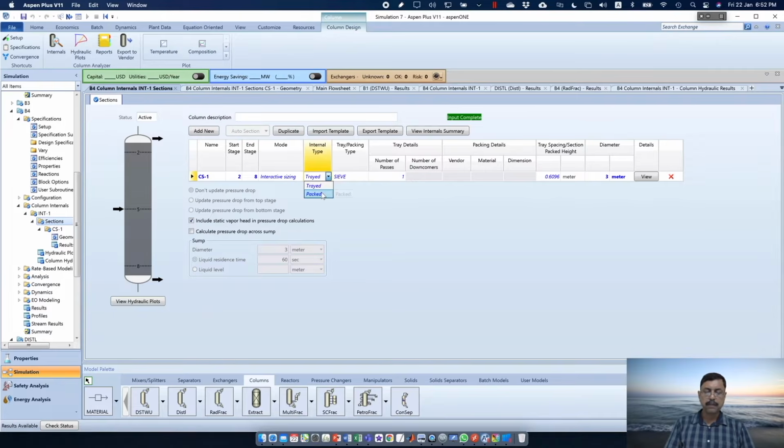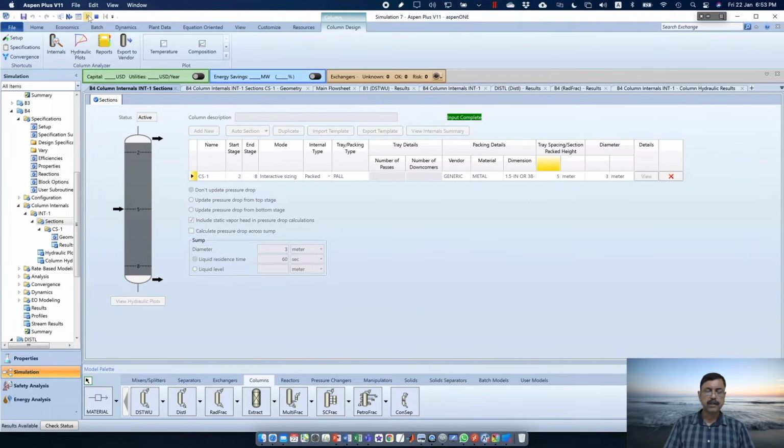Now, if you assume packed column, then we have to see the packed height also. What is the section packed height? Let us say we will use 5 meter of packing and check whether our simulation runs good. So run it. Okay, the simulation has run.